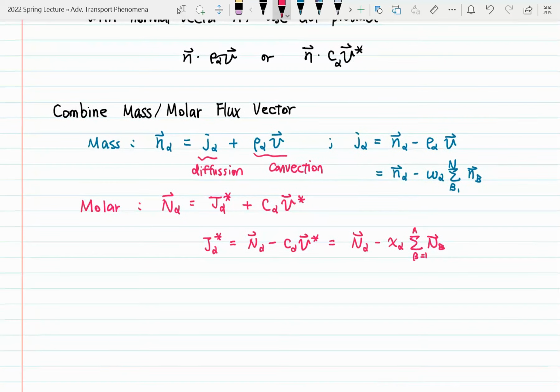So again, what this means is that the diffusion flux is actually the overall flux of alpha, which is combined, minus the convective part, which is actually just the mass fraction times the overall flux of all species.